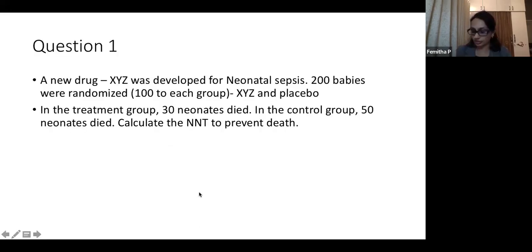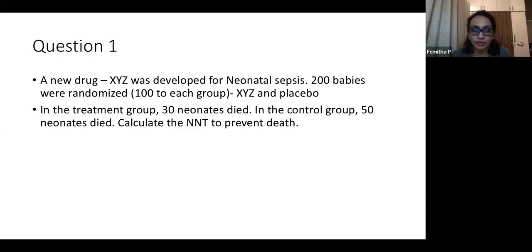Okay, so question 1 is a basic statistics question. You all might want to take up paper and make a 2x2 table. This is question 1. You have a new drug called XYZ, developed for treatment of neonatal sepsis. 200 babies were randomized, 100 to each group. One group of 100 received XYZ and 100 received another drug or a placebo.